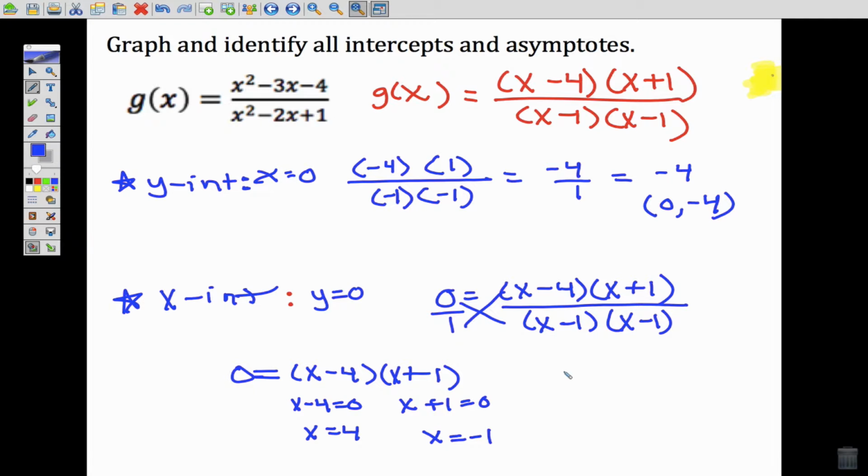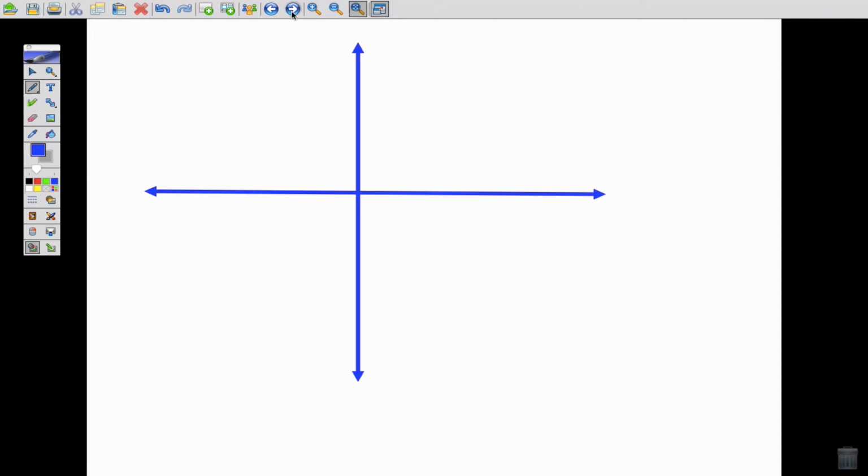So the two x-intercepts are (4, 0) and (negative 1, 0). When you plug in 4, you get a 0. When you plug in negative 1, you get a 0. So those are our intercepts. At this point, I'm just going to go ahead and graph those intercepts.